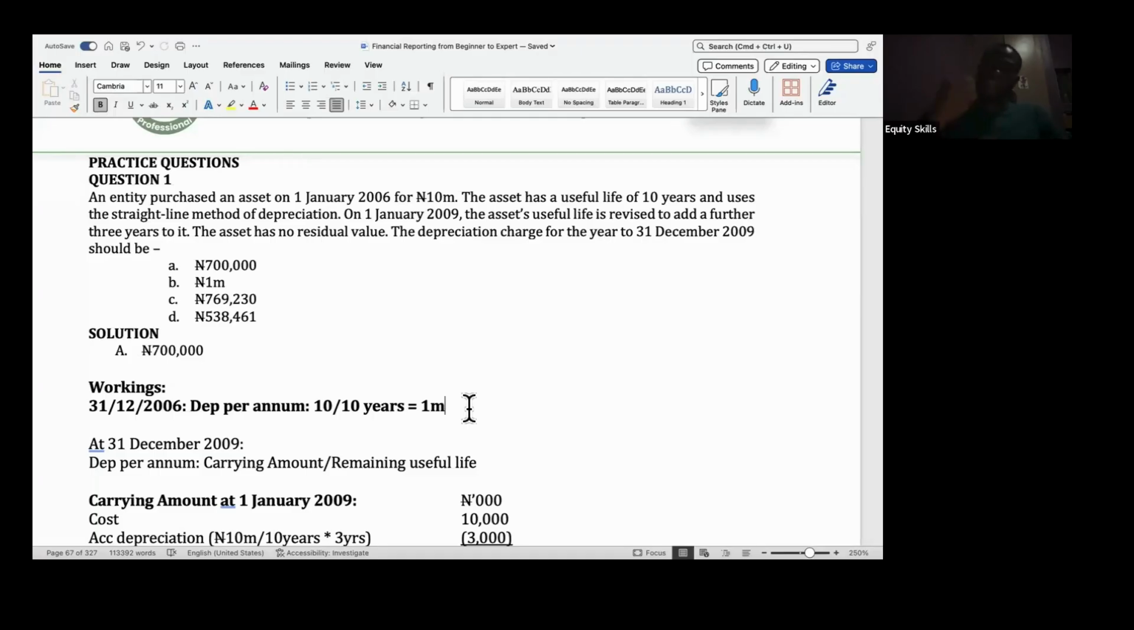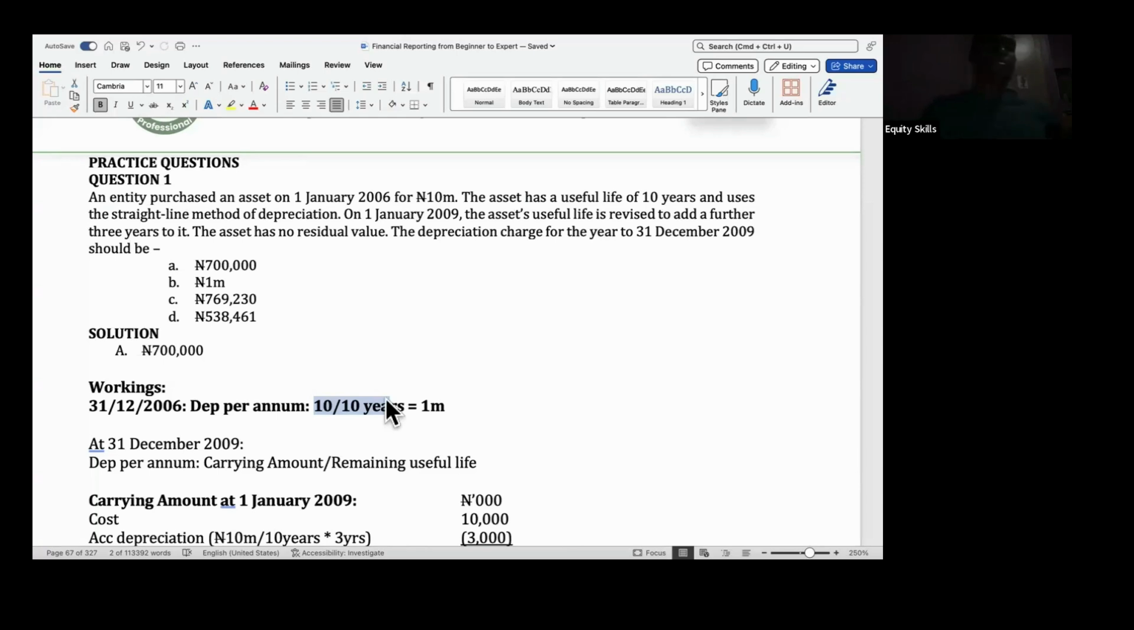Please note this. These are typical exam questions. Ordinarily, depreciation per annum is simple and straightforward. But as soon as there is a change in useful life, or a change in residual value, these are variables that are used in computing depreciation per annum. As soon as any of them change, they said they changed it, they revised it, that means you need to know how to calculate depreciation going forward because it will change.